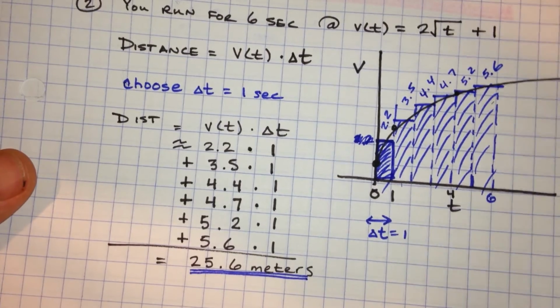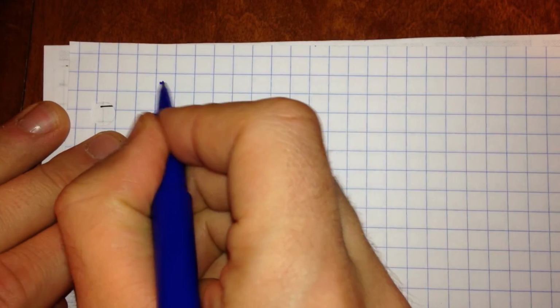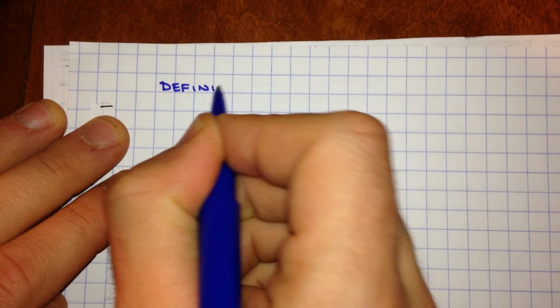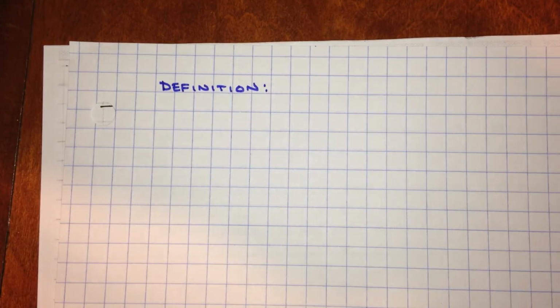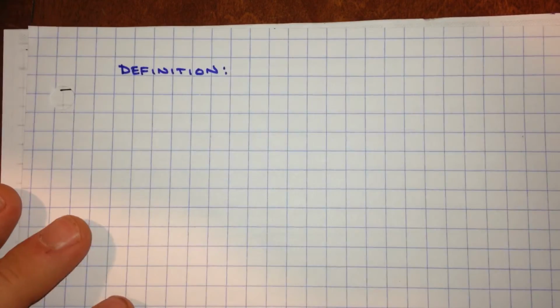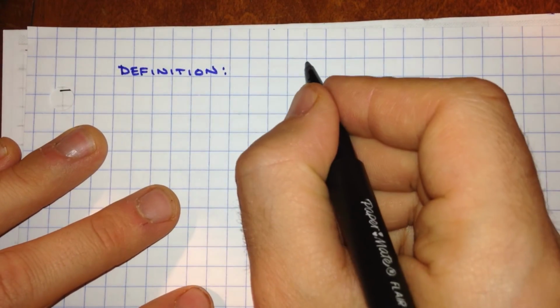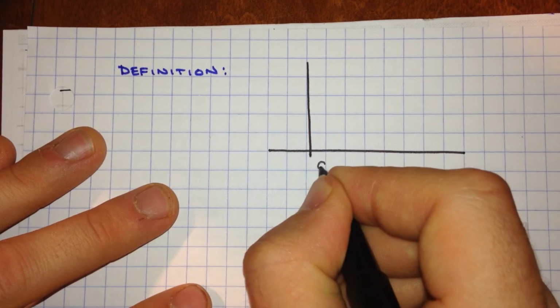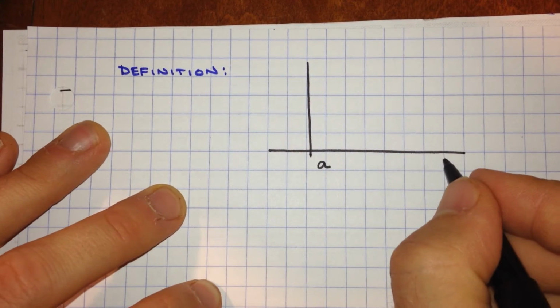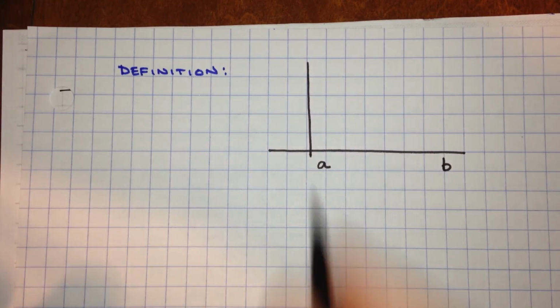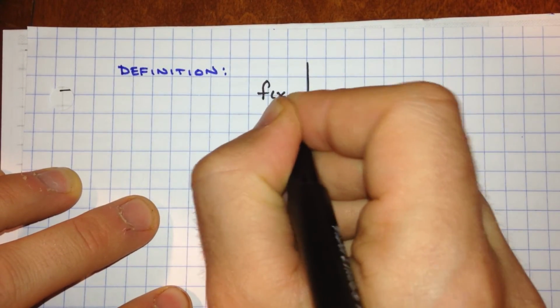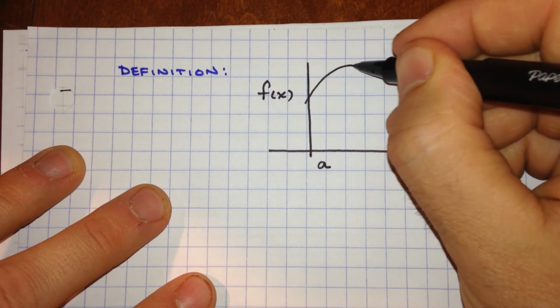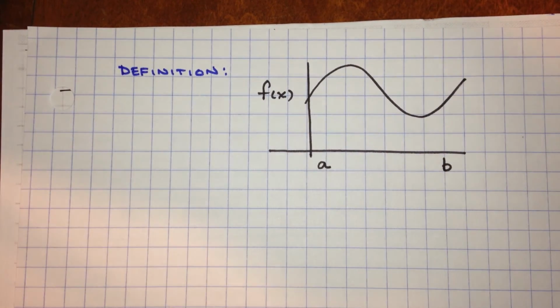All right, so now let's generalize this. I want to give you a definition for something called the definite integral. And it would be helpful if first we were to look at a picture. So imagine that you've got a starting time, let's call that starting time A, and an ending time, let's call that ending time B. And then you've got this function, and this function is not sitting still. It's going up and it's going down, and maybe it's even going back up.